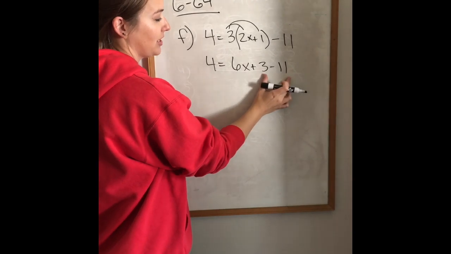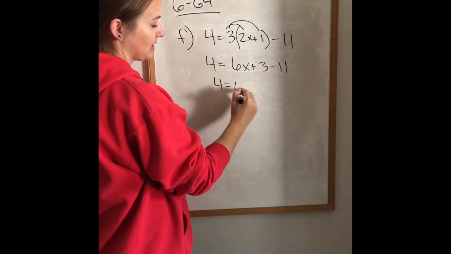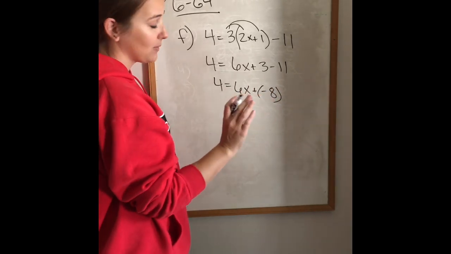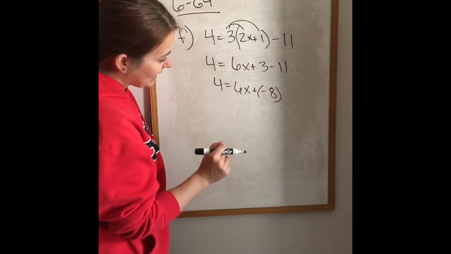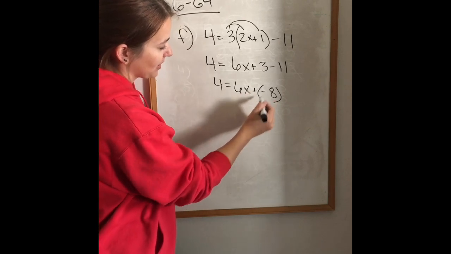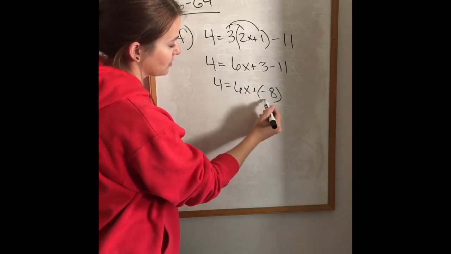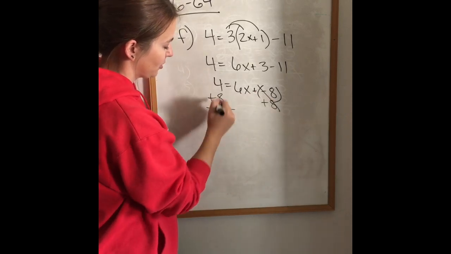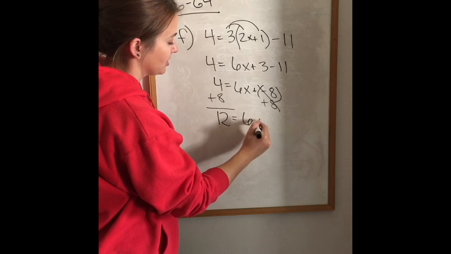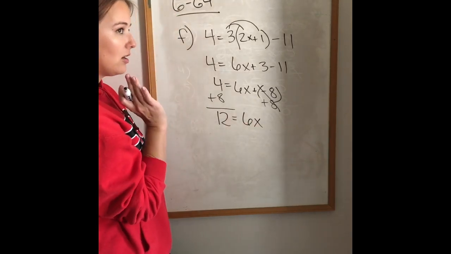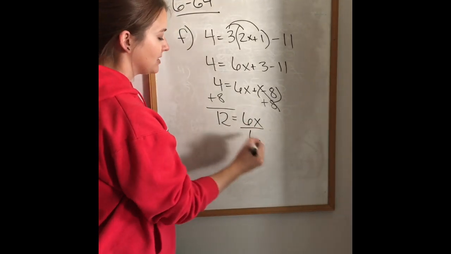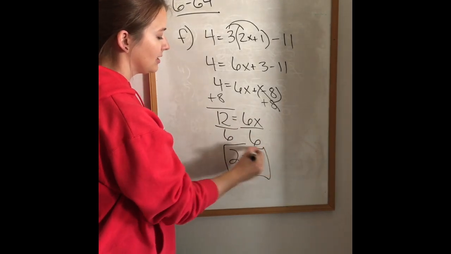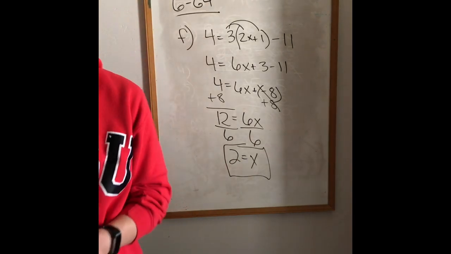Let's combine this 3 and 11. So 4 equals 6x, and that's plus a negative 8. Could also put minus 8, same thing. I want x all by itself, so I want to get rid of this plus a negative 8. So I'm going to add 8 to make it 0. Left with 4 plus 8 is 12, equals 6x. I want to get x all by itself, so I divide by 6. I'm left with 2 equals x, and that is the end of this lesson.